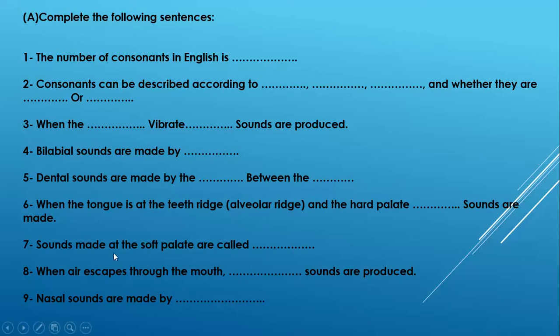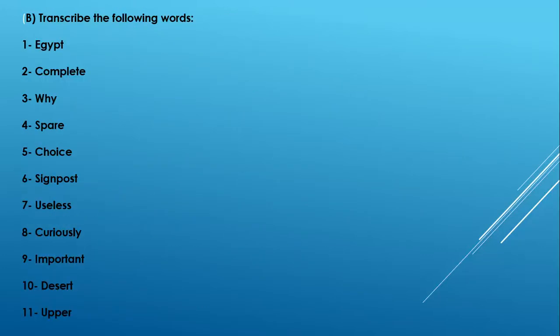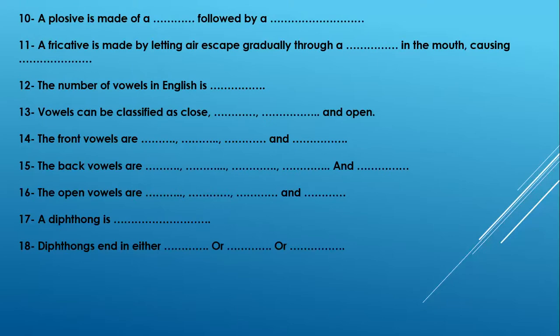Number 10. So these are the 9 questions where you complete the sentences. Then we go to 10. A plosive is made of a something followed by a something else. How do we produce plosives? So, consonant plosives.